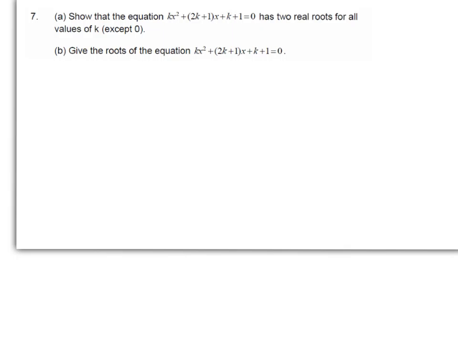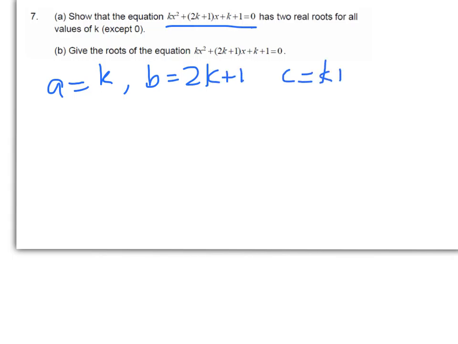Okay, last question. Show that this equation here has 2 real roots. So we've got a discriminant problem. Again, a is equal to k, b is equal to 2k plus 1, and c is equal to k plus 1.